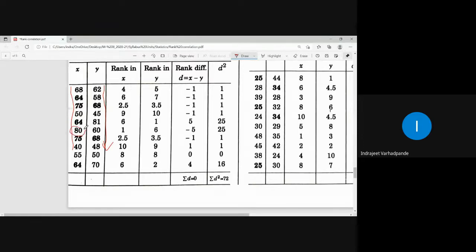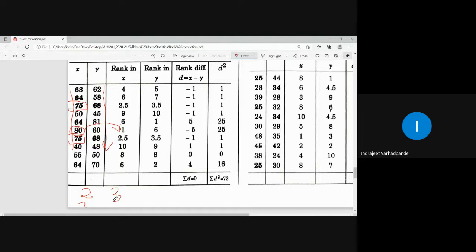It is 80. So 80 will be assigned rank 1, as it is the highest number. The next highest to 80 is 75. So 75 is repeated, this is one time and this is the second time. Now if these numbers had been different, one of the numbers would have been assigned rank 2 and the other number would have been assigned rank 3.